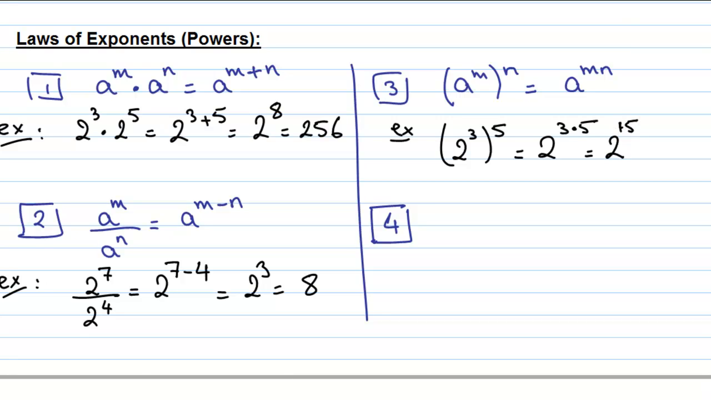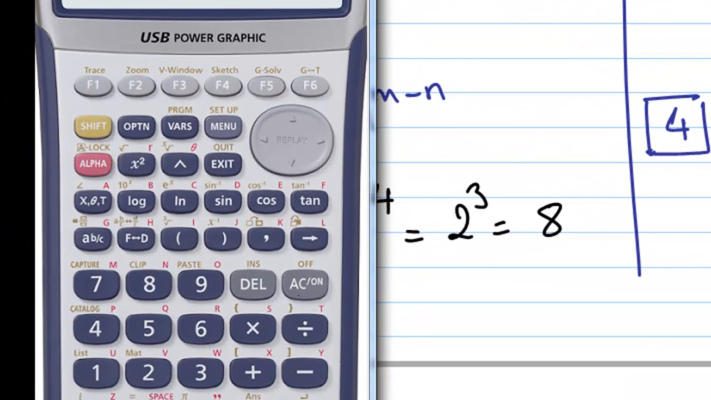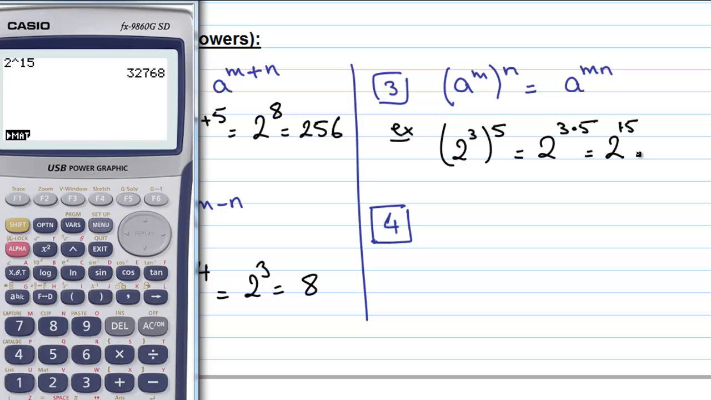Now we can work this on the calculator. I already did it before, so I'm going to show you how to do it. So it's going to be 2 to the power 15. The answer is 32768.